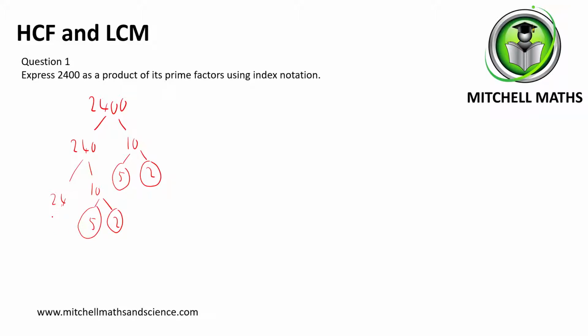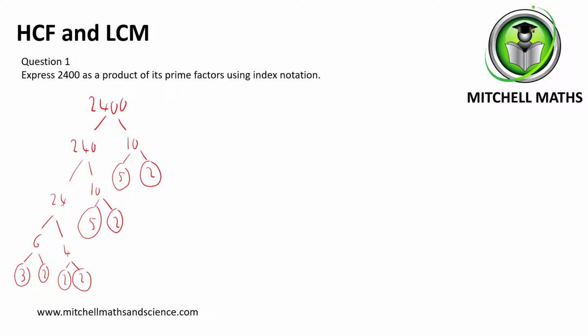And 24 I can break down into 6 and 4. 4 I can break down into 2 and 2. And 6 I can break down into 3 and 2. So now I've got the factor tree, and my question asked me to express it as a product of its prime factors. What that means is if I times all those prime numbers together, I would get 2400. But I also need to use index notation.